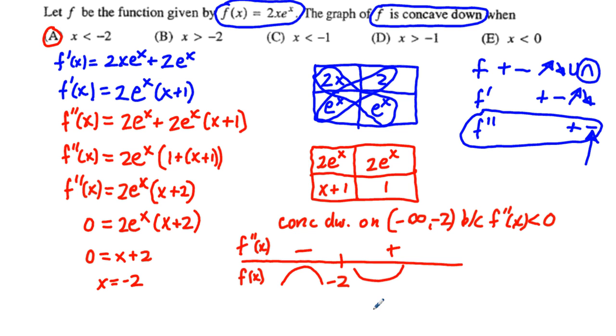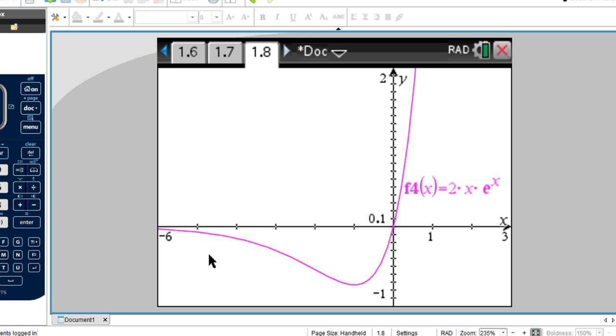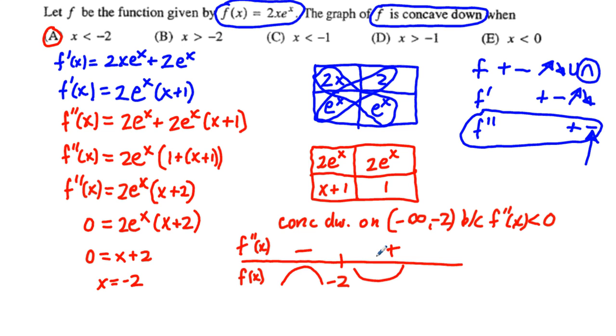And just for the sake of corroboration, I previously graphed this in the calculator, and we can see this function here. It looks like it's concave down all the way to x equals negative 2, where our point of inflection is, at which point the graph goes to concave up. So that's it. I hope this has been helpful to you. Good luck, and thanks for viewing.